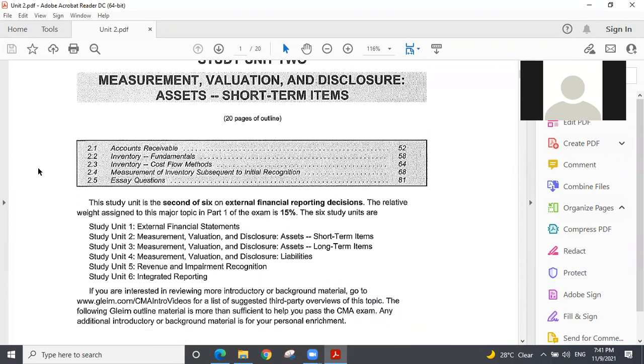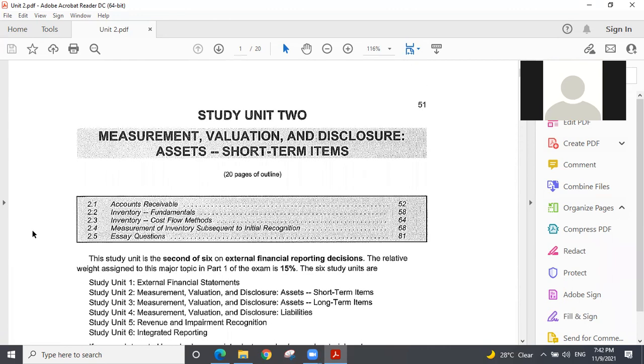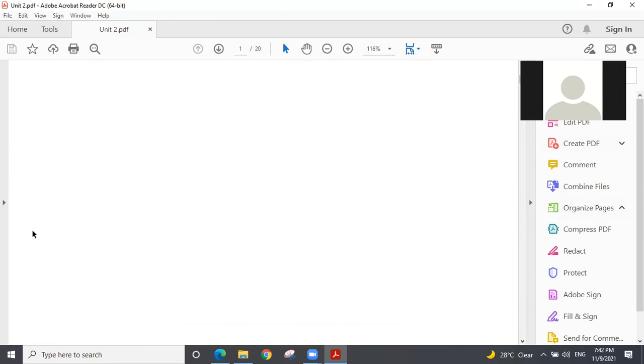In last class we discussed what the external financial statements are, like the balance sheet and income statement. We discussed cash flows and all. Now we are going to discuss the major items in your balance sheet, like accounts receivable, then inventory, and how to recognize and measure the inventory. Those things we will discuss here. The chapter itself is measurement, valuation, and disclosure of assets, which are short-term items. That means current assets.